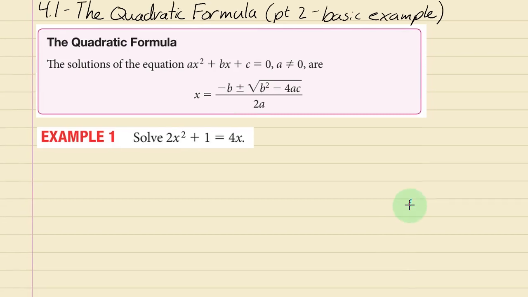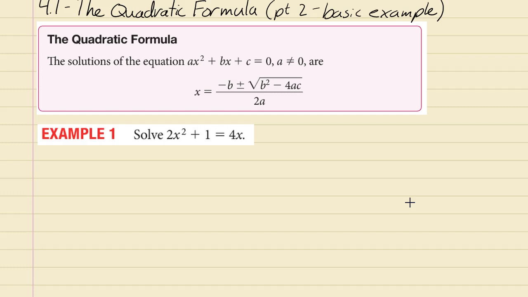So let's do this example here of using it. This one does not look like ax squared plus bx plus c equals 0 because you don't have 0 over here. So you can subtract 4x from both sides, and then that will turn the left side into 2x squared minus 4x plus 1 equals 0 there. And that tells you the values of a, b, and c that you're going to use when you plug it in. We have a equals 2, b is negative 4, and c is 1.